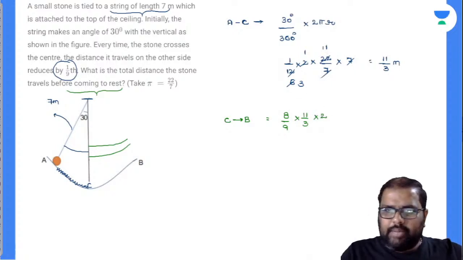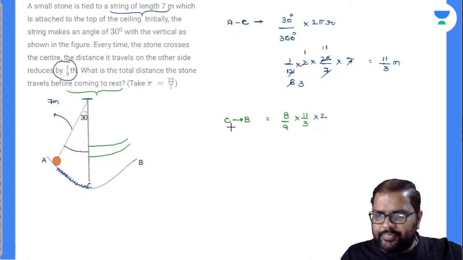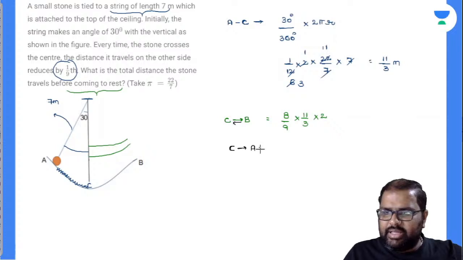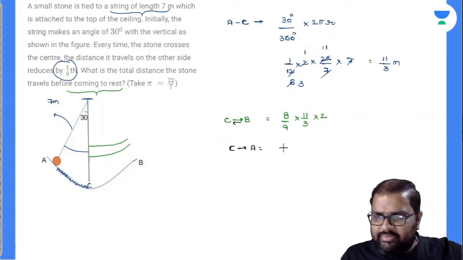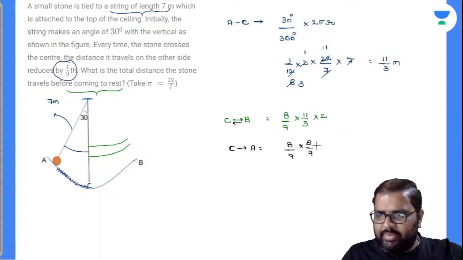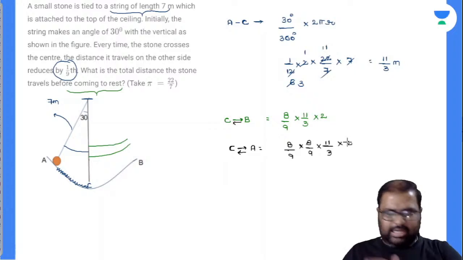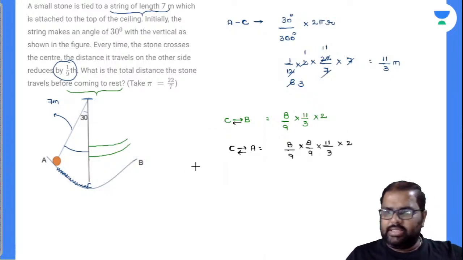Now come back to C to A. So I'll write C to B, B to C. Now see here, C to A. What will be the distance traveled there? The distance traveled this side will be reduced by 1/9, so 8/9 into 8/9 into 11/3. Again it will travel from A to C. Am I right or wrong? So into 2 times. So calculate up to the rest point. I'll write it like this: 11/3 from A to C.